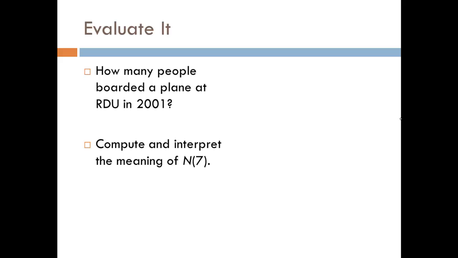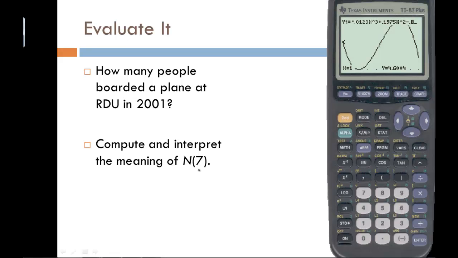Can we compute and interpret the meaning of n of 7? This time, 7 is the x value. So again, we could move the cursor using the arrow keys, or we could just type in the number 7 and hit enter. And it again will compute the value for us. So after 7 years, in 2007, there were 4.88 million passengers who flew out of RDU.